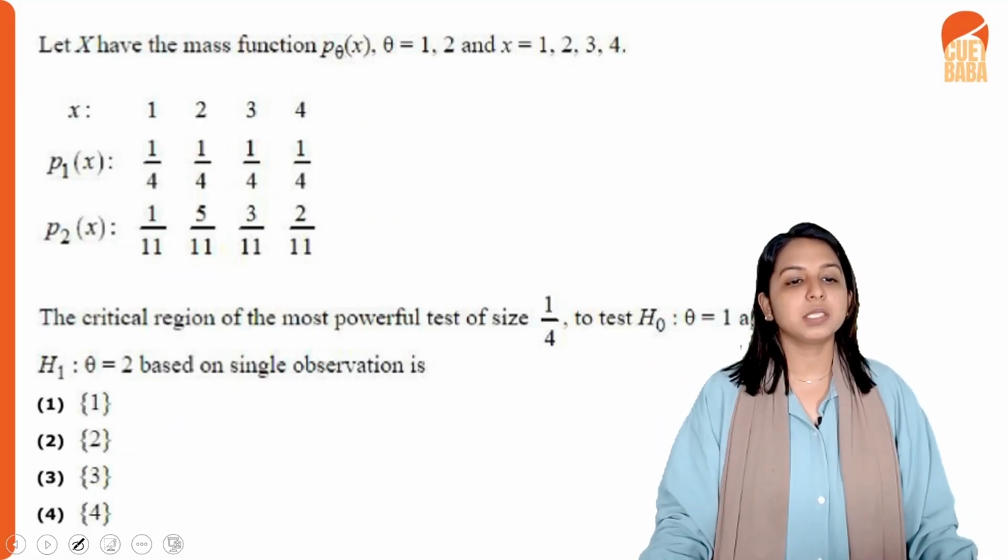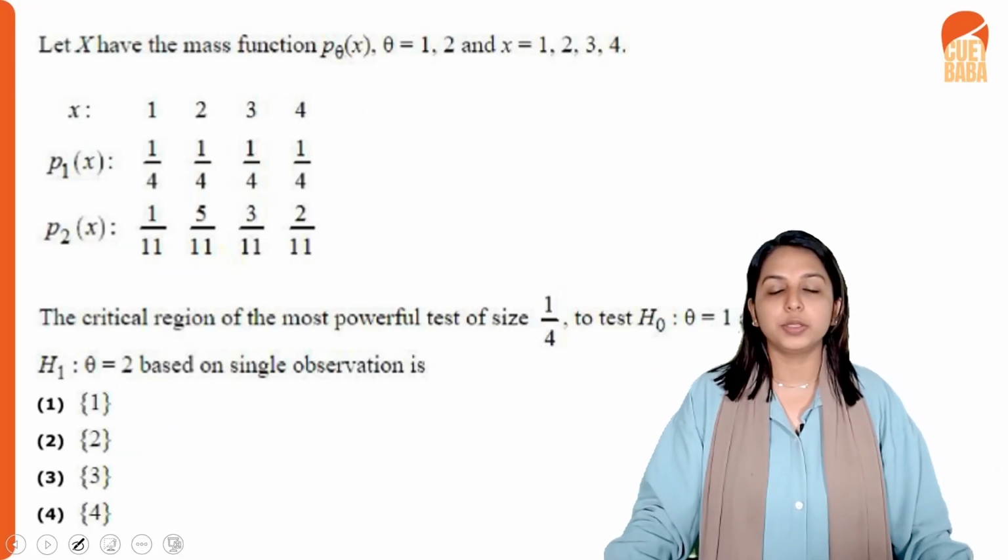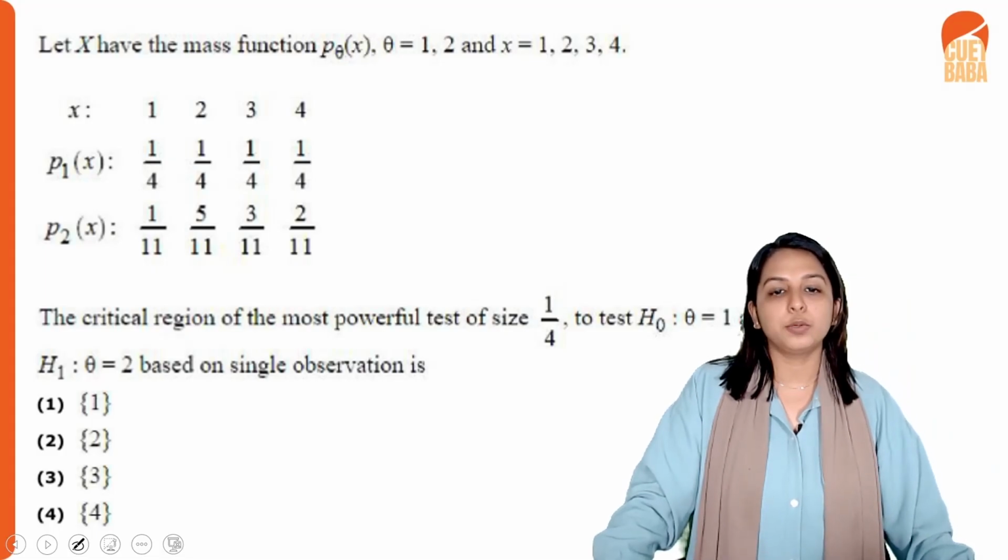Let x have the mass function p theta of x is equal to theta, theta equal to 1, 2 and x equal to 1, 2, 3, 4.